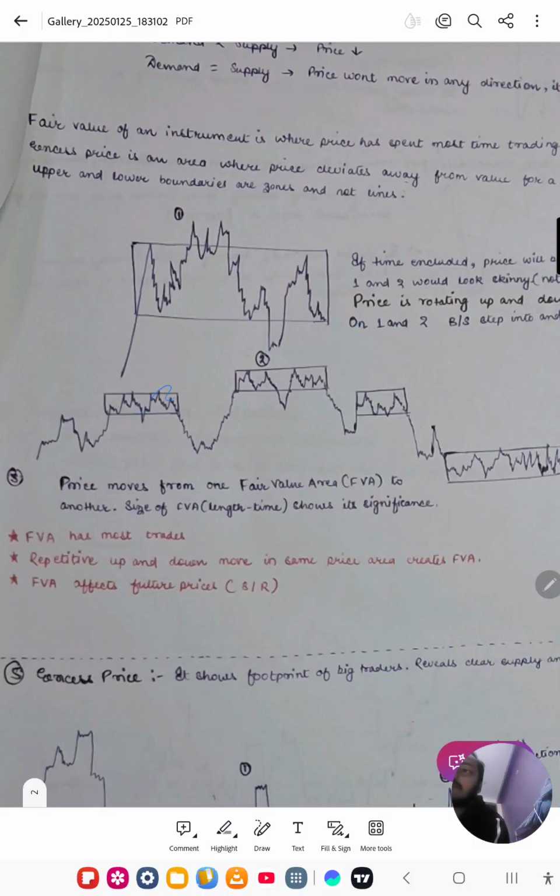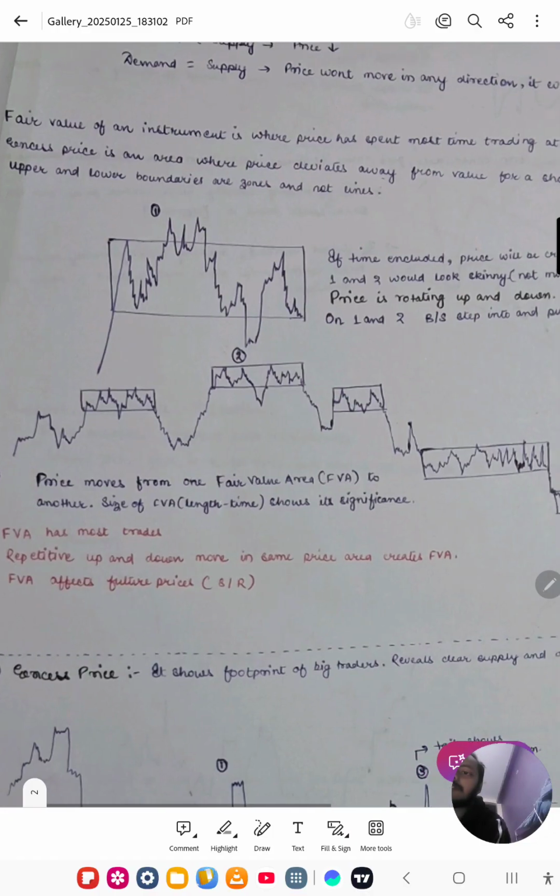Price is rotating. So here, these two are excess prices, where it exceeded the top horizontal line but quickly came down. And here also, when it went below the lower horizontal line, it quickly came up. And so in this chart we can see this is one value area, here is another one, here another one, and this one. Okay, so that was all for this one.